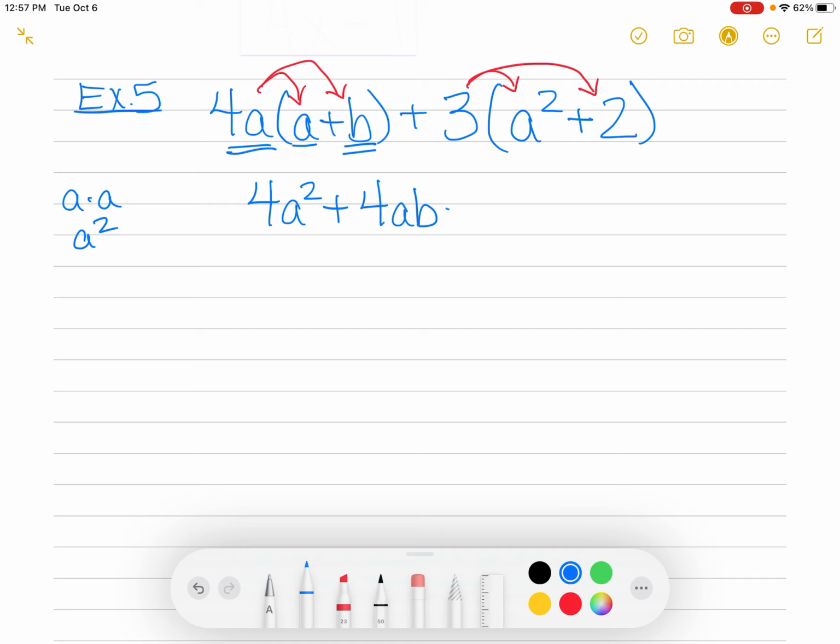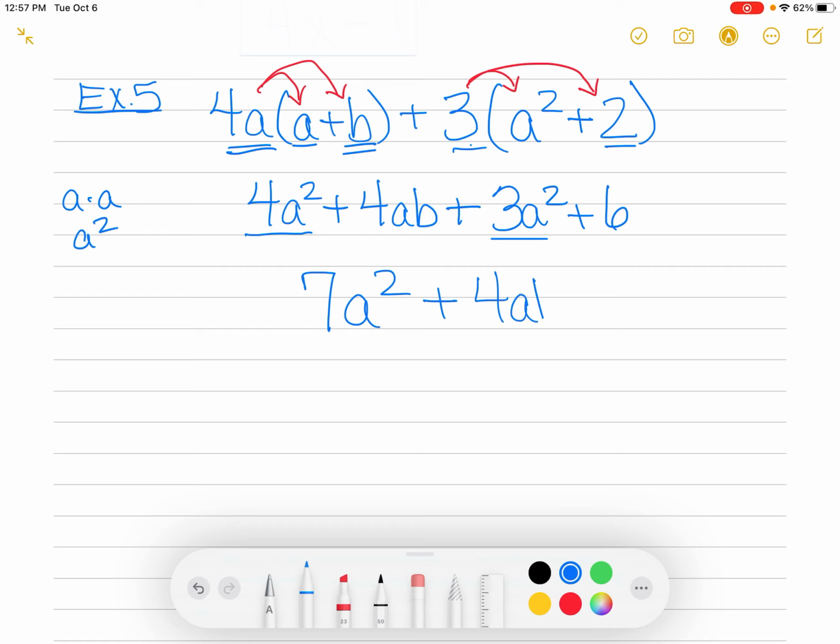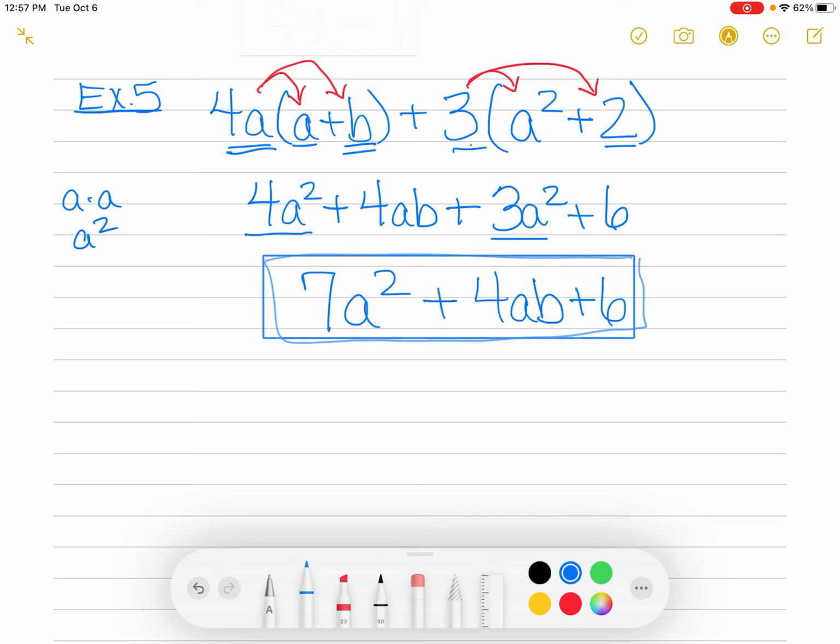Okay, and then on the other side, this one's easier. 3 times a squared is 3a squared, and 3 times 2 is 6. Now, don't say, I'm done, I multiplied everything. You also have to combine your like terms. And the only like terms are these two. So I have 7a squared plus 4ab plus 6. And that's my answer for example 5.